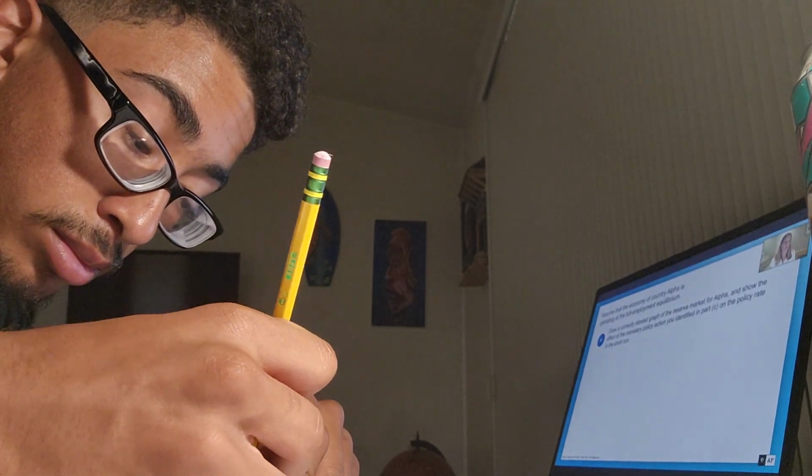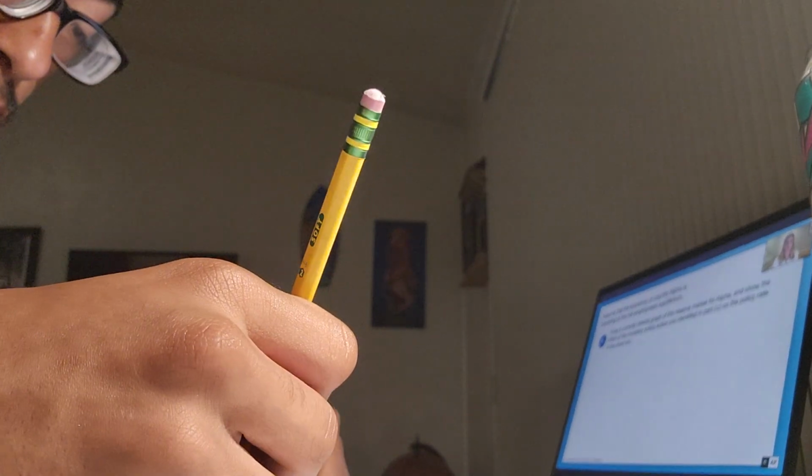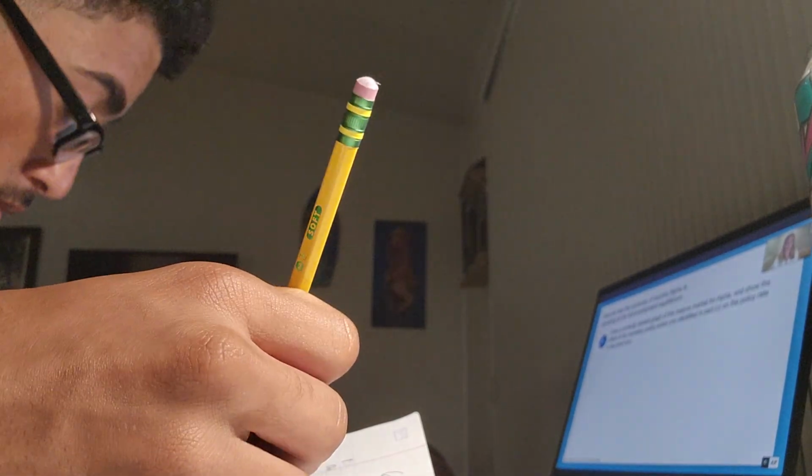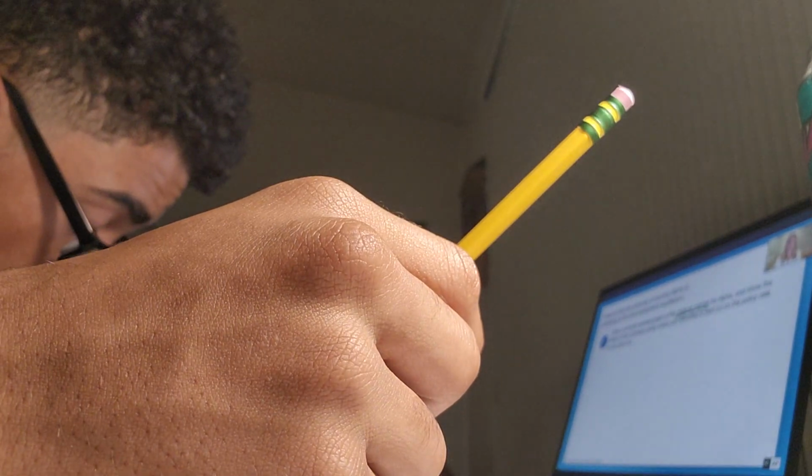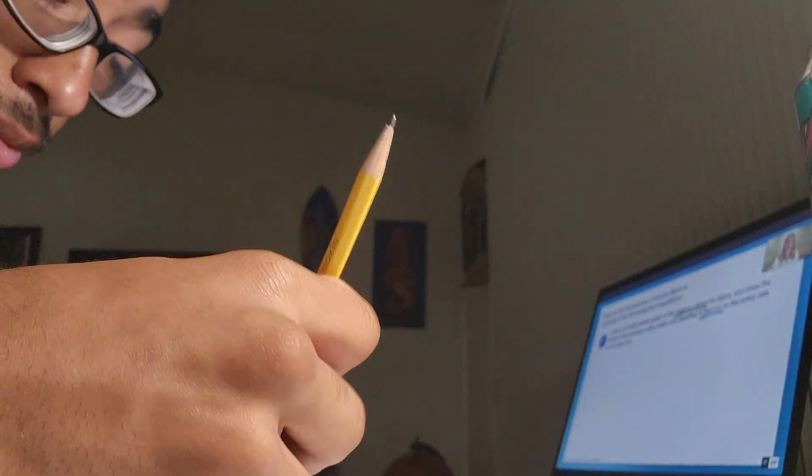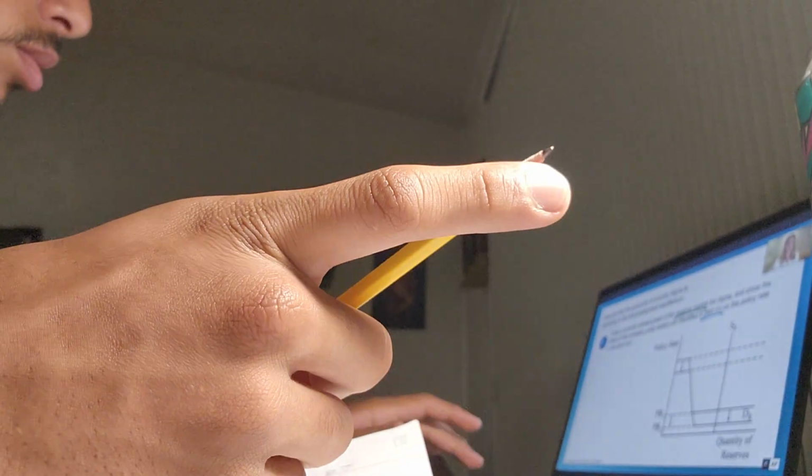Show the effect of the monetary policy action you identified in Part C on the policy rate in the short run. So let's draw our reserve market and then recall in Part C what action was taken. So let's start.